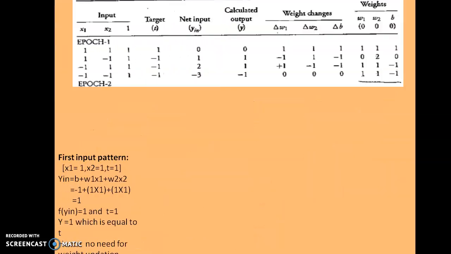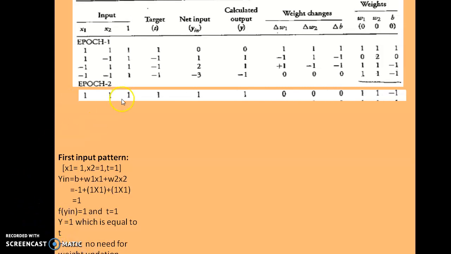First sample in the second epoch: 1, 1, 1. We calculate the y in based on the recent weights. So bias is minus 1, W1 is 1, X1 value is 1, X2 is 1, W2 is 1. So y in value is 1, f of y in is 1 since it is greater than 0, so the output is 1. The target is also 1, both are equal now. So the calculated output is equal to the target output, no need for weight updation. Now try the second input.